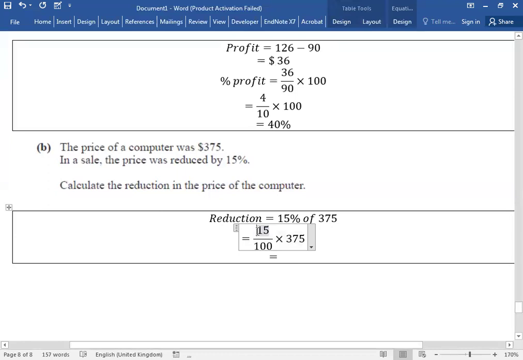You can cancel by 5: 5 3s are 15, 5 75s are 375, then cancel by 5 again. Or you can just multiply 15 and 375. What do you get when you multiply 15 and 375? Tell me that. 15 into 375 is, just take 15. No, multiply 15 and 375, that's it.